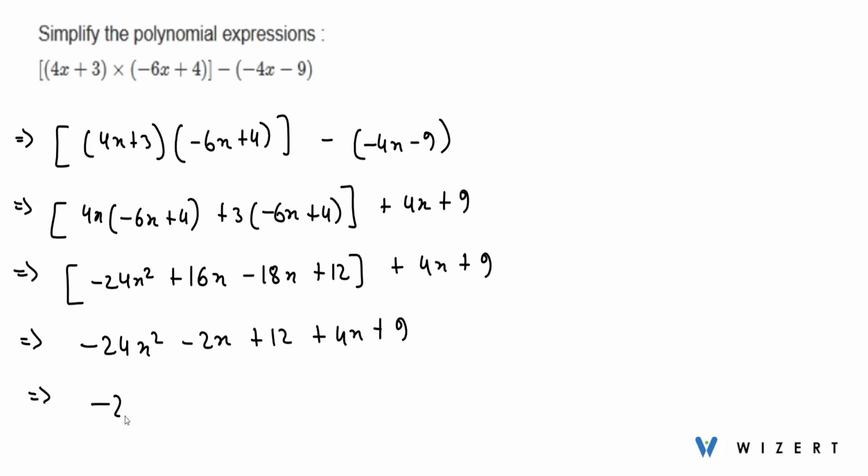So ultimately we are going to have -24x squared, -2x + 4x will become +2x, and 12 + 9 will give us +21. So this is our final required answer.